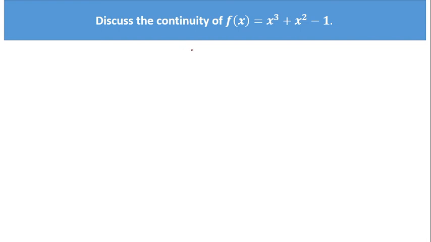f of x is equal to x cube plus x square minus 1. Since we know that this is a polynomial function, we know that it is a continuous function. Just we'll prove it. Just as I told you earlier, to check whether a function is continuous, you have to take a random element c. If it is true for c, then we can generalize that it is true for every other real number. So let c be any real number.